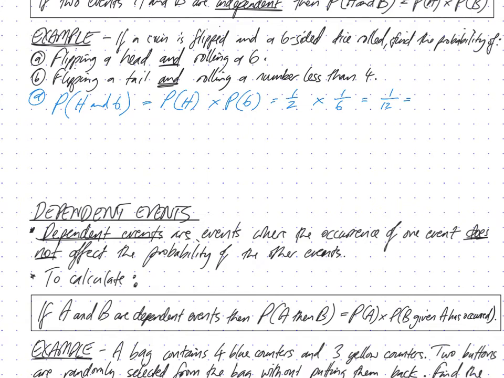1/12 is a probability, but I like making it a decimal and a percentage, so 1 divided by 12 is 0.083 recurring. So it's going to be 0.08 to 2 decimal points. It's around about 8% chance of you flipping a head and rolling a 6.